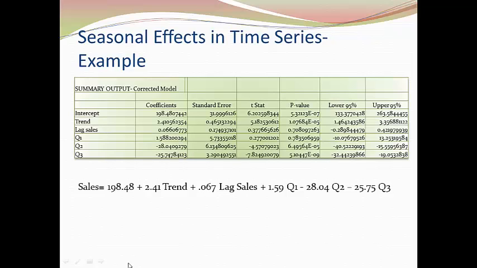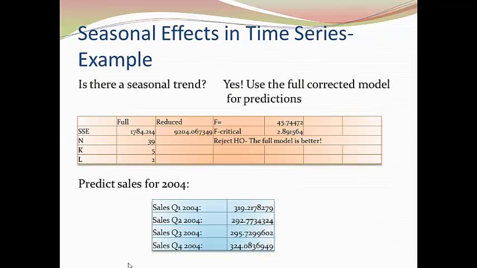Okay. So how would I use that for predictive purposes? Do I have a seasonal trend? Yes, I did my F compare, and I do see that the full model is in fact better. Now, how would I use this? What is my lagged sales? How is this going to work?